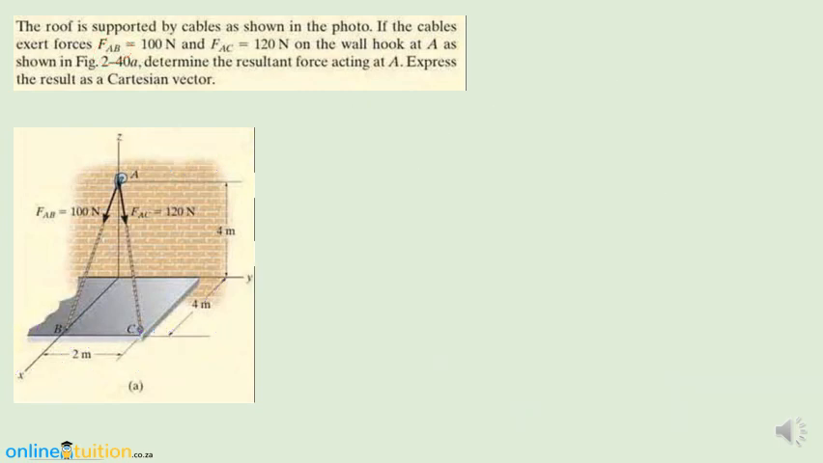Okay, so in order to finish up the problem, it's very, very simple now. We need to write FAB and FAC as Cartesian vectors. So FAB is now the magnitude, which is 100, that was given to us, times the unit vector EAB. Please check out the previous slide and you'll be able to write down FAB. The next thing we look at is FAC. That is 120 times EAC.